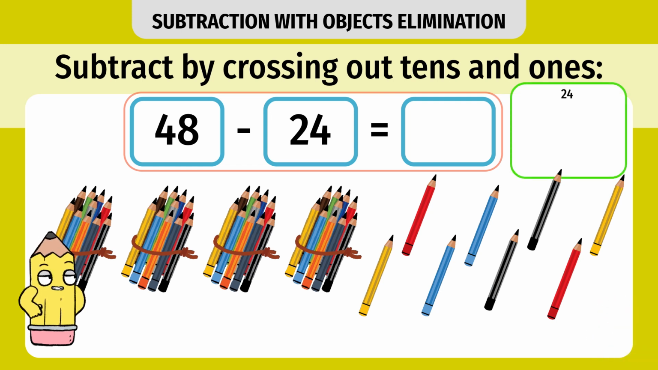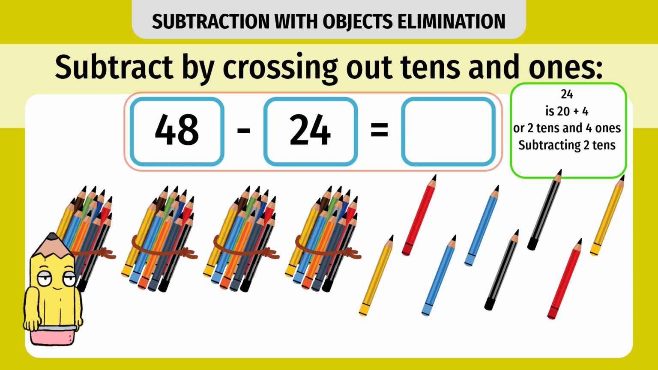48 is 4 tens and 8 ones. 48 pencils are shown in the question. 24 is 2 tens and 4 ones.